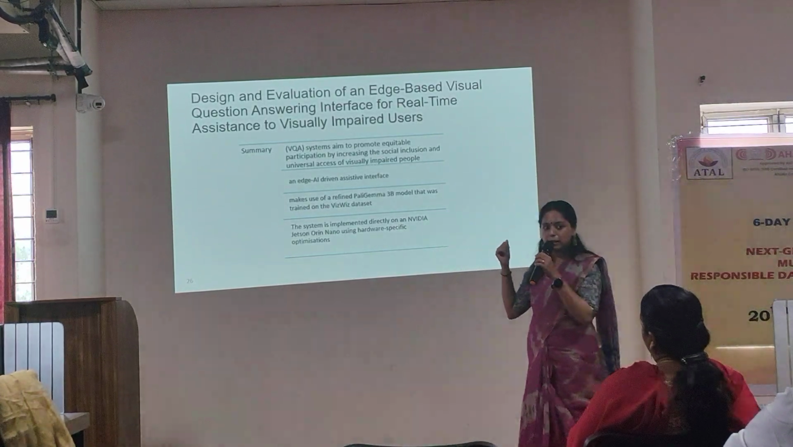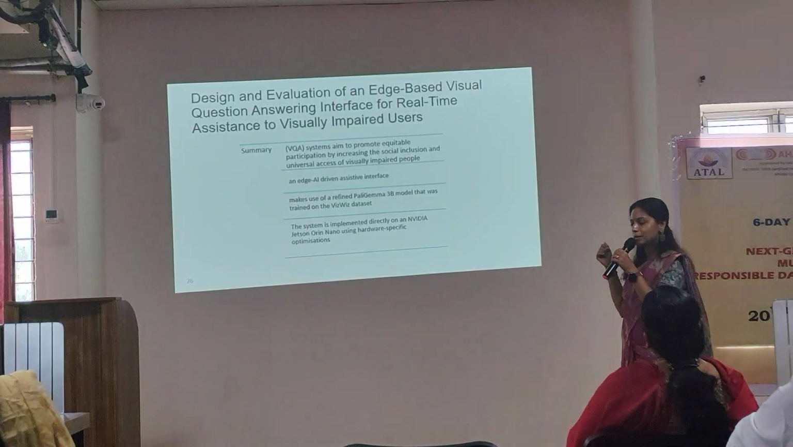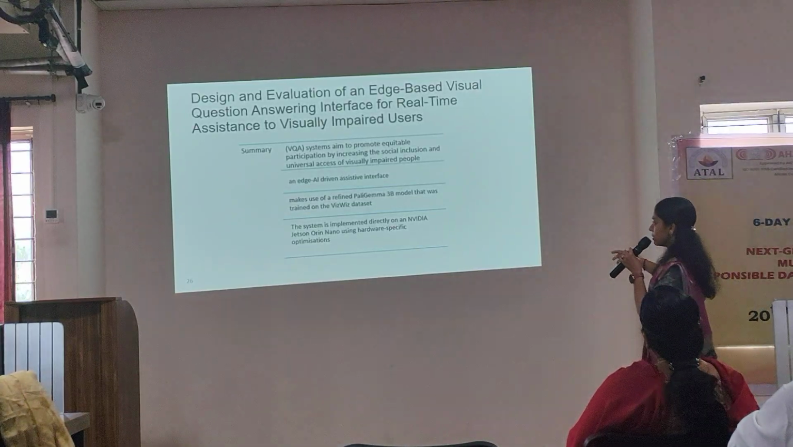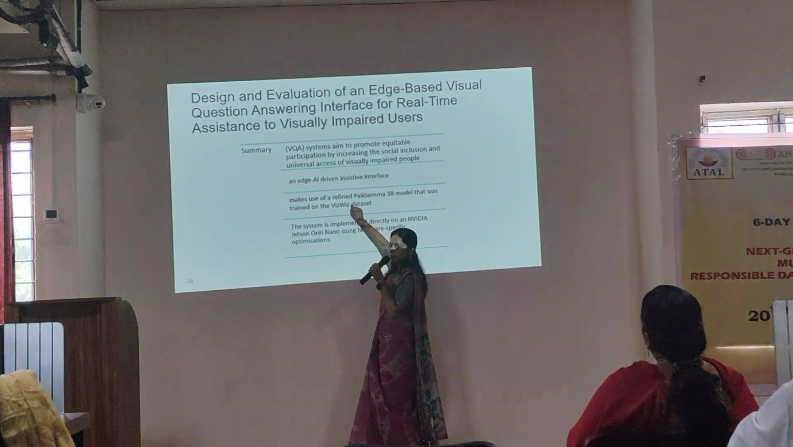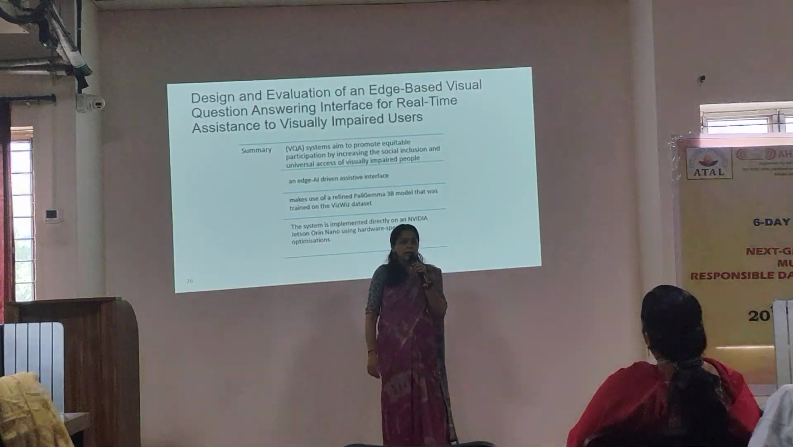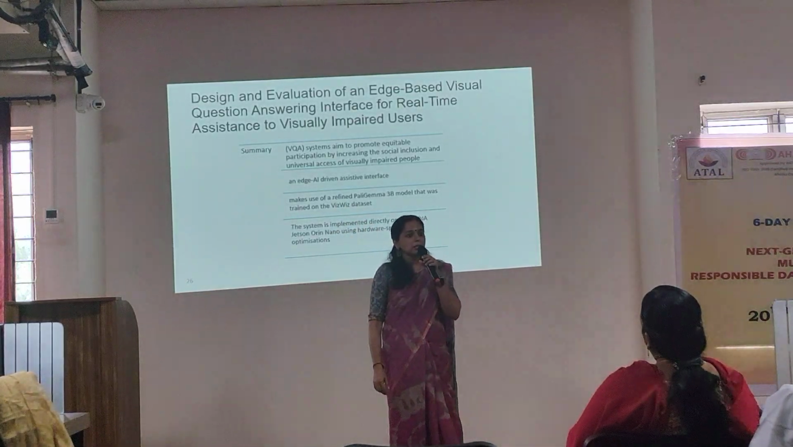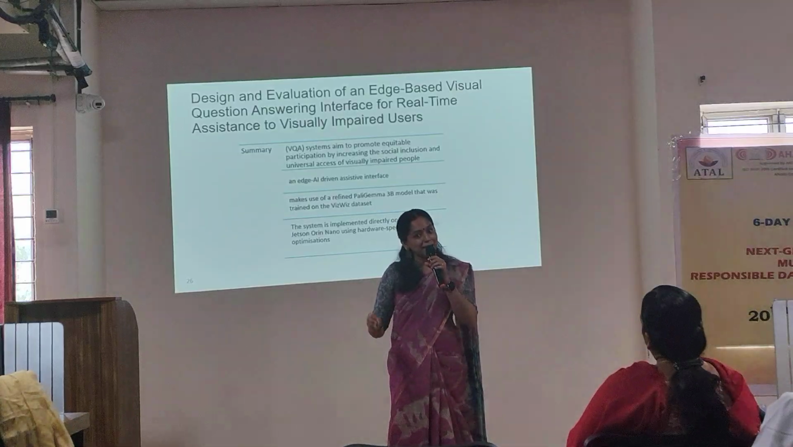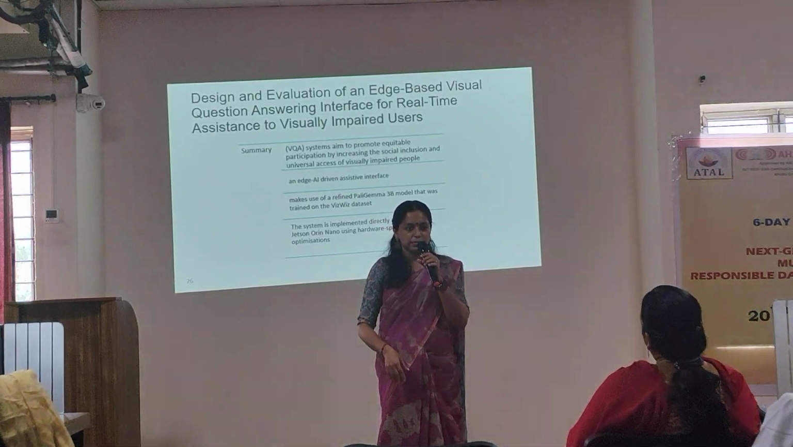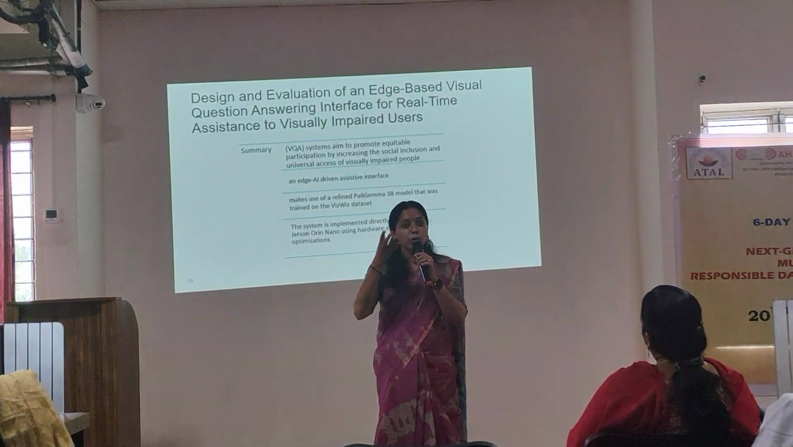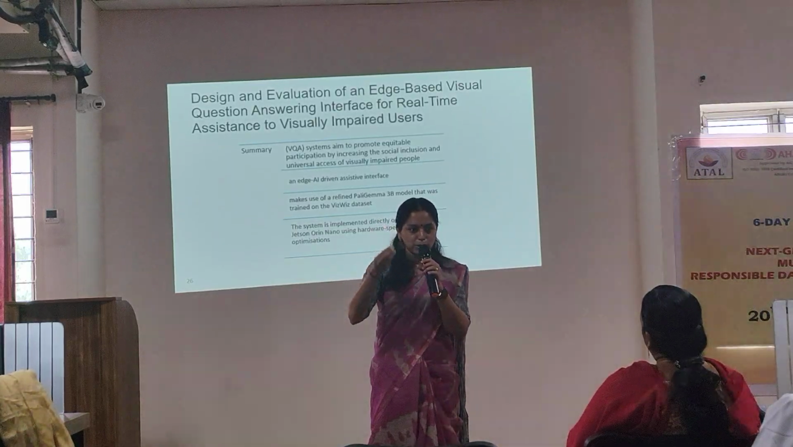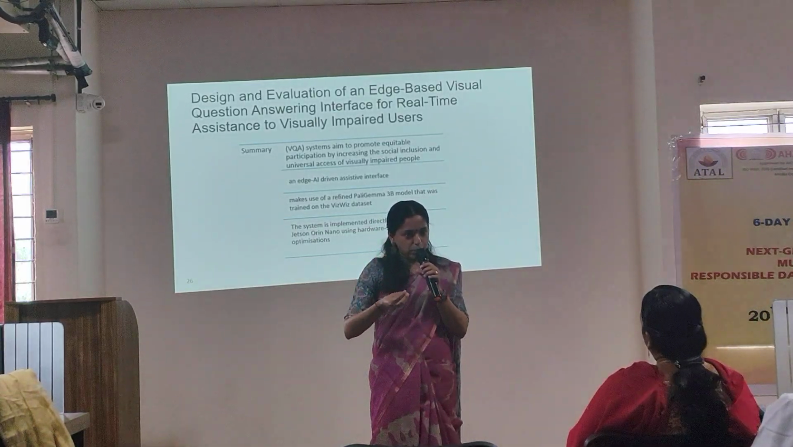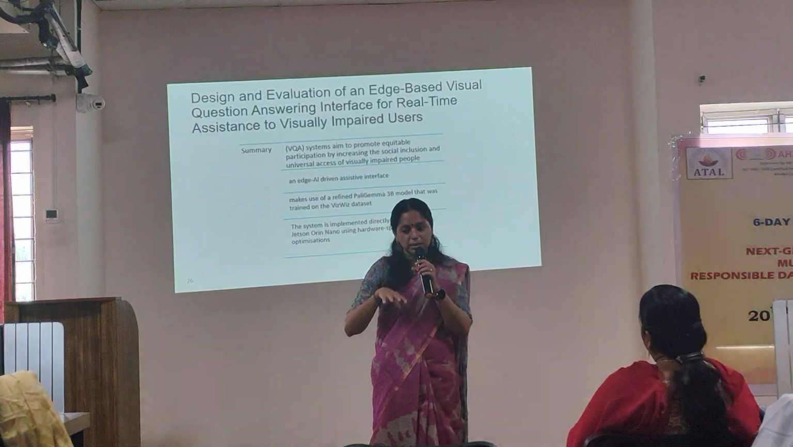This is for visually impaired users and a VQA system, and for this also there is a publicly available dataset. This dataset consists of images taken by really visually impaired users and some audio questions. So first we need to convert this audio to text, then we need to process the image and text.